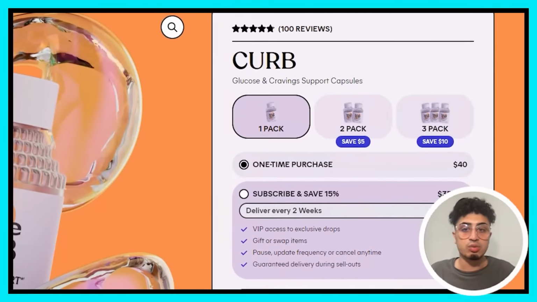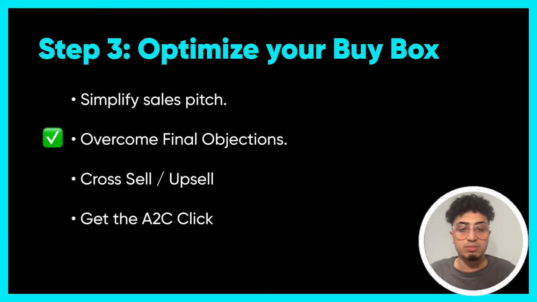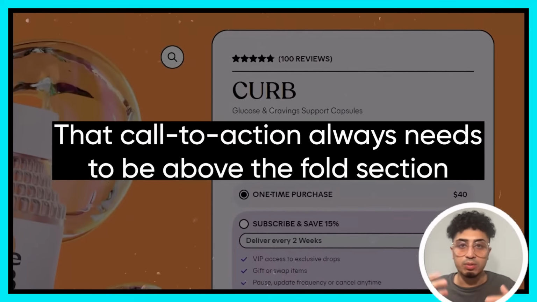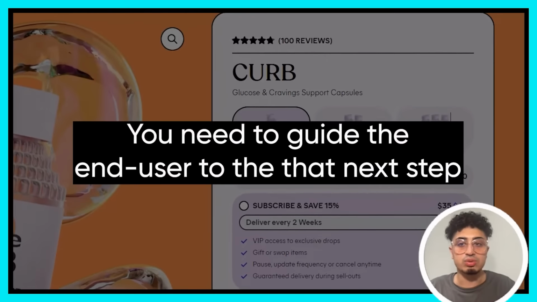So in this section, we like to basically overcome any final objections. We like to have a cross-sell, upsell, a great offer that gets people excited, speaks their lingo. We want to make sure we're getting people to click that add to cart button. We want to facilitate that next step. That call to action always needs to be above the fold section. So if it's below, people are going to be confused. You need to guide the end user to that next step.